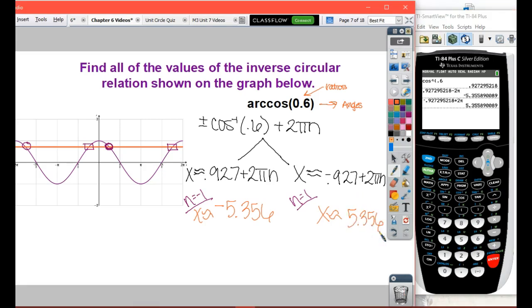And so to answer the question, we were asked to find all of these angles in which we'd get a ratio of 0.6. So my final answer then is going to be the 0.927, the negative 0.927, the 5.356, and the negative 5.356. And so we found all four, and we're done.